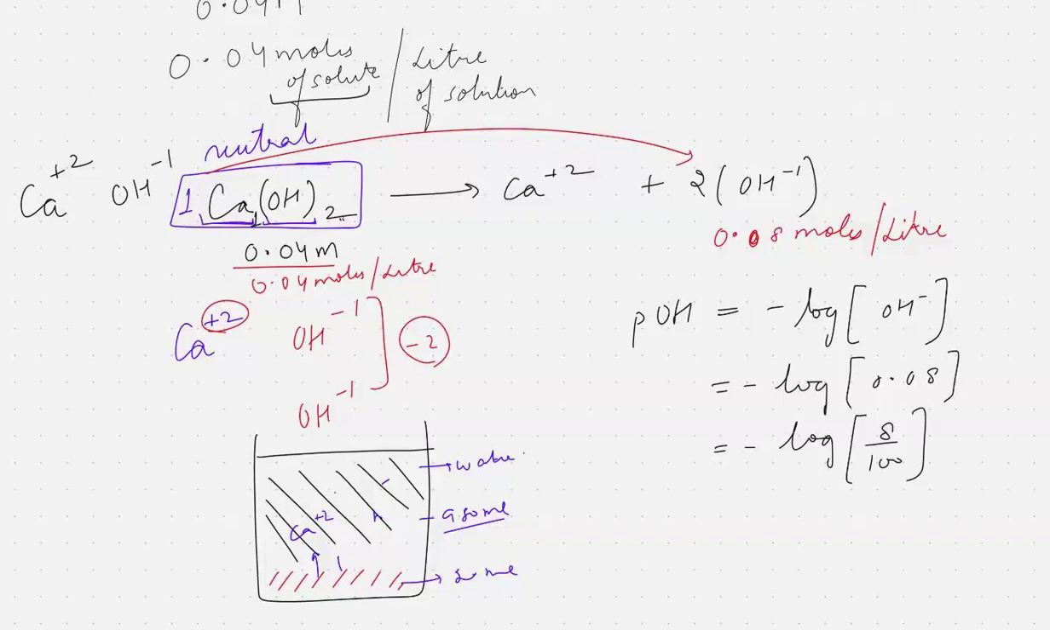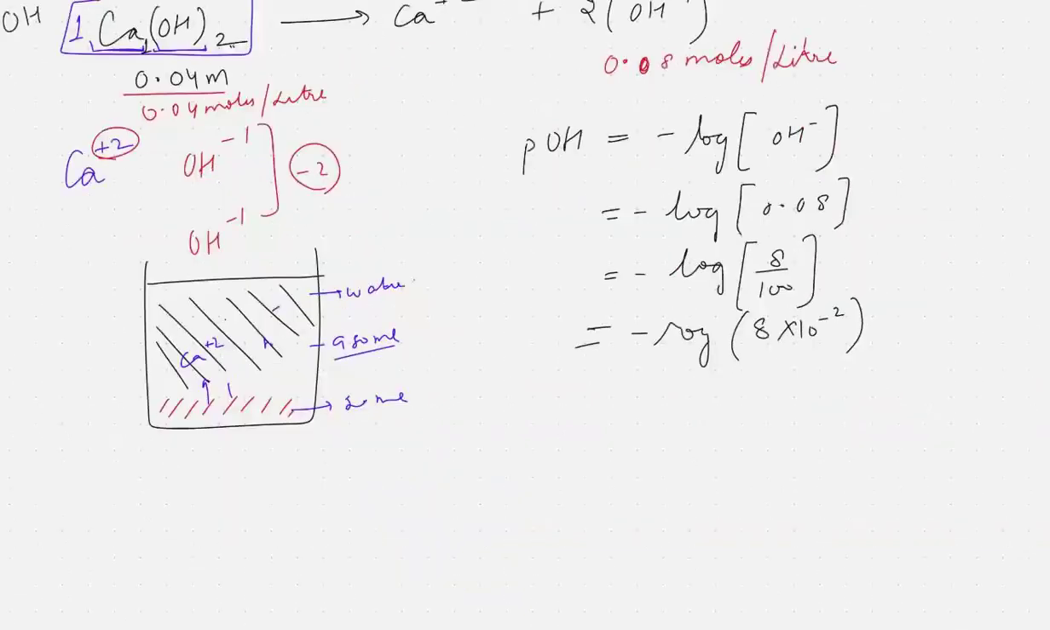So this is going to be what? This is going to be minus log of. Now 8 over 100 can be written down as 8 into 10 raised to minus 3. I'll tell you how. When you say 10 raised to power 5 divided by 10 raised to power 2, when bases are the same, the powers get subtracted.